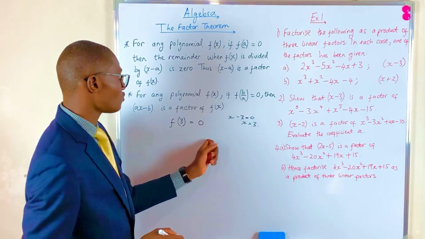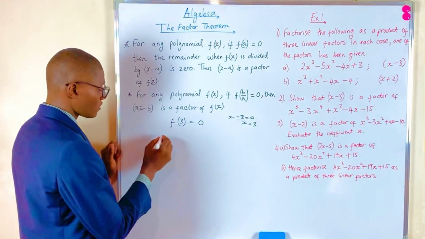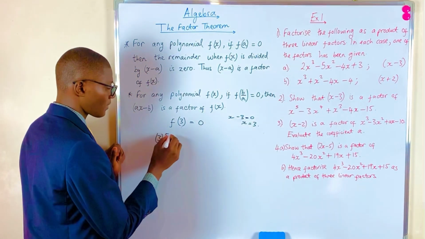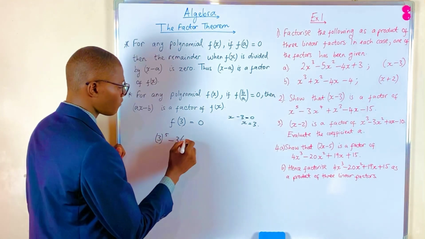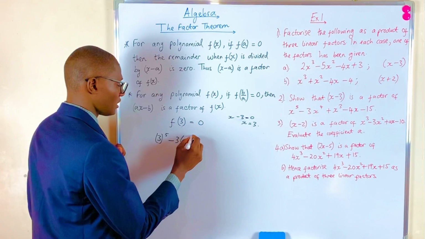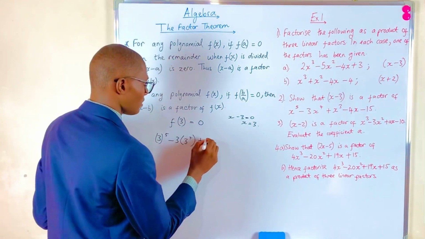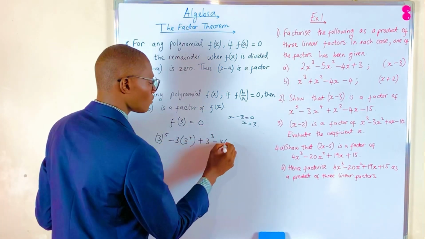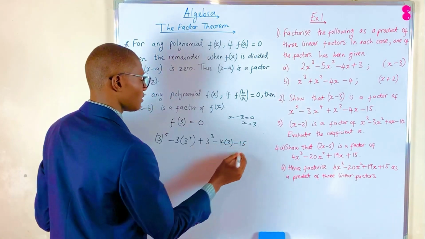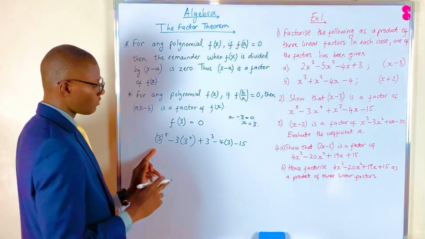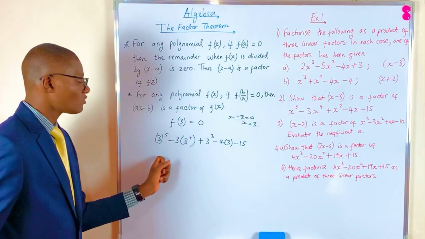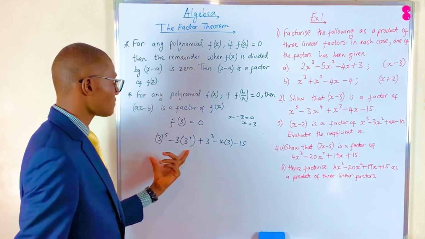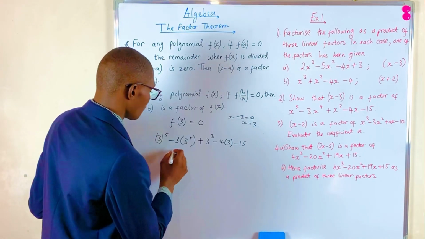So f of 3 should be equal to 0. So we shall now say 3 to the power 5 minus 3 times 3 to the power 4, right? And then plus 3 to the power 3 minus 4 times 3 minus 15. Right, and we know 3 to the power 5 minus 3 times 3 to the power 4, this thing is 3 to the power 5 minus 3 to the power 5. This gives us 0. So we're saying 0.